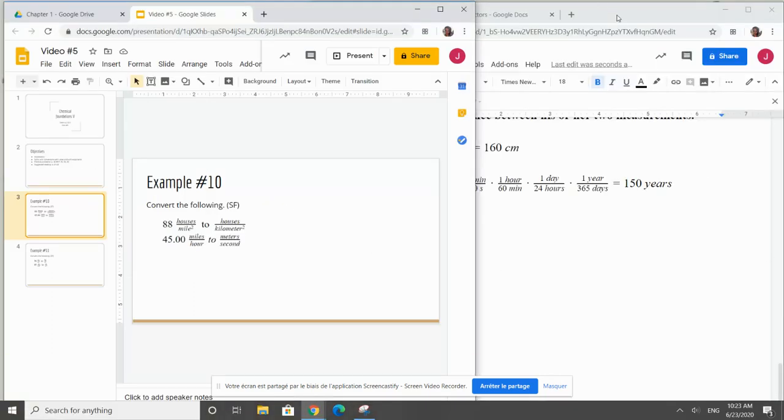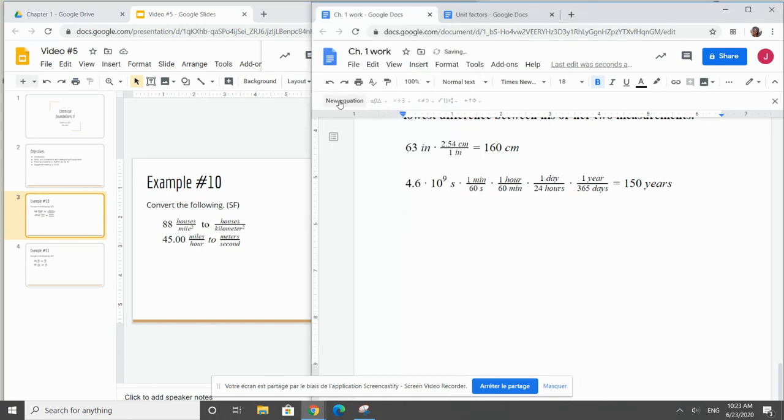So we have 88 houses per square mile, and we want this in houses per square kilometer. The first step when you have these fractions, I personally like to put the number up top. So I put 88 houses over 1 mile squared. Then I treat them as two separate unit conversions, one with a numerator and one with a denominator. I don't need to do anything with my numerator because it's houses in the question and houses in the answer, so I leave it as is. But I do need to convert from miles to kilometers.